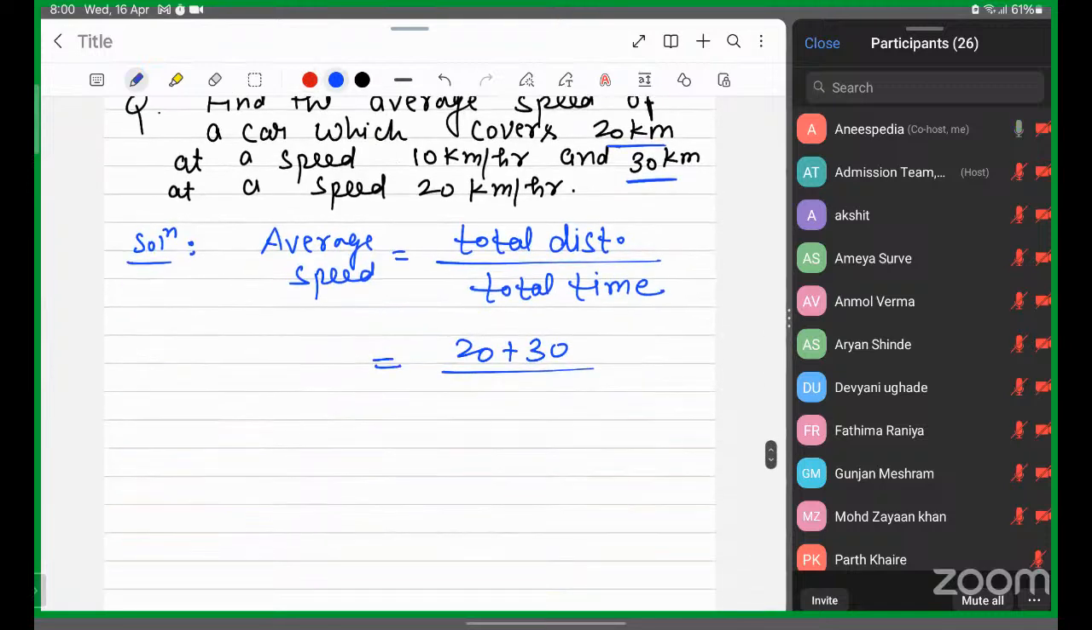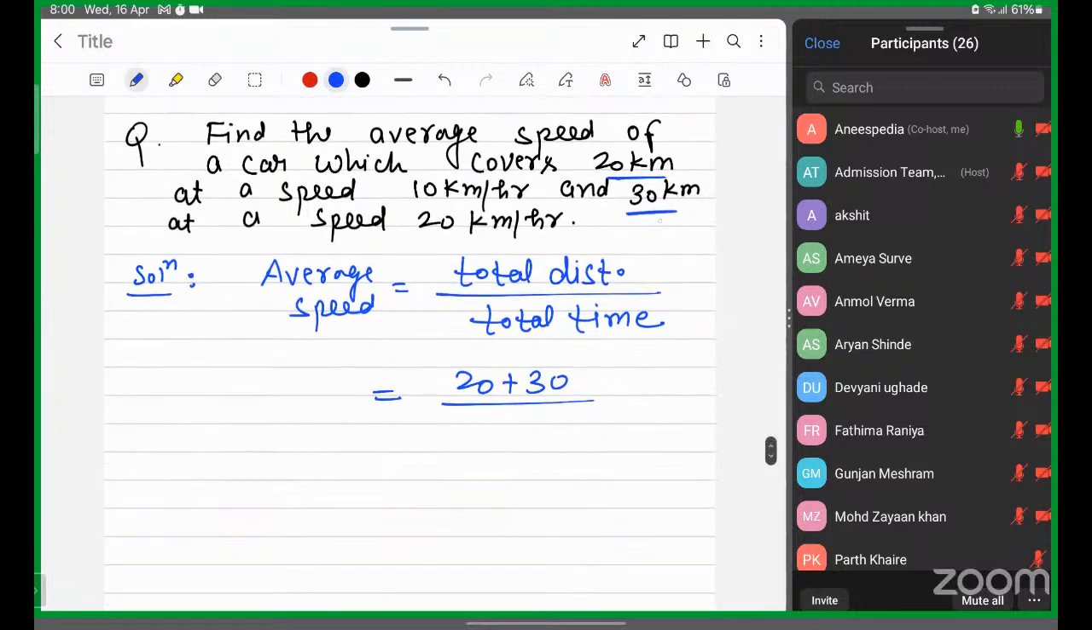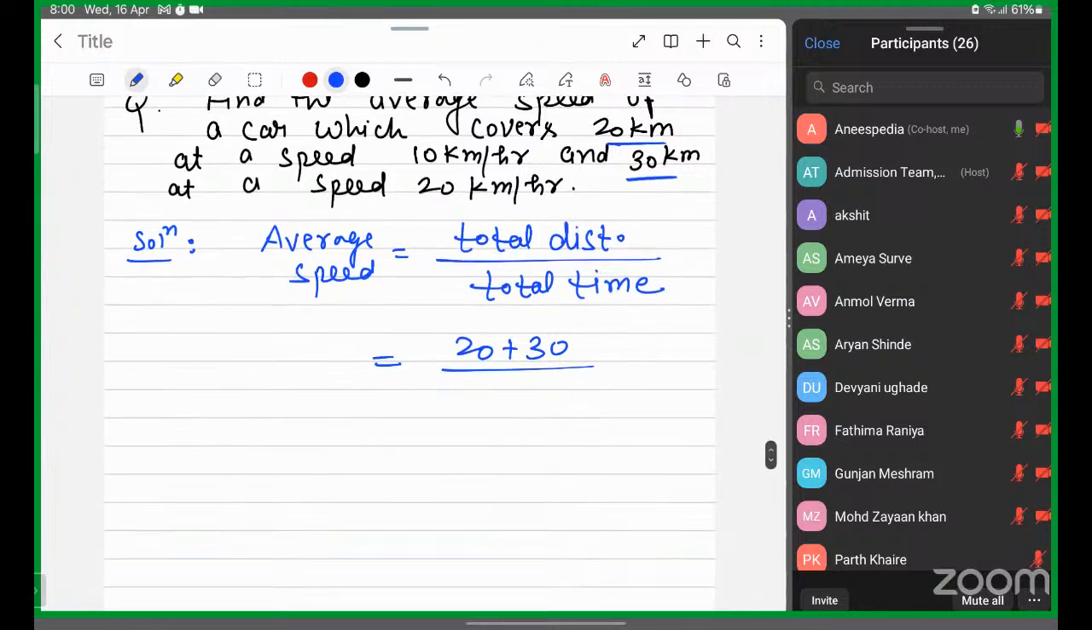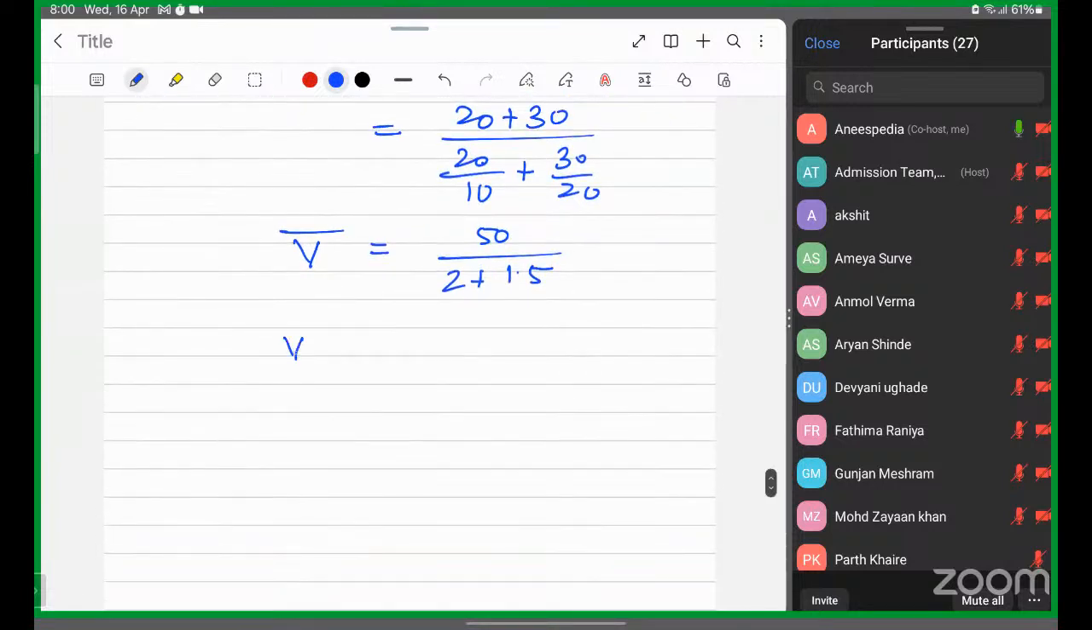So there will be some time taken to cover 20 kilometers and some time for 30 kilometers. Time taken to cover 20 kilometers will be 20 by 10, distance by speed, plus 30 divided by 20, again distance by speed. So this will be V bar. 20 plus 30 will be 50 by, this will be how much? 2 plus 1.5, right? So V bar will be 50 divided by 3.5, which will be 100 by 7.